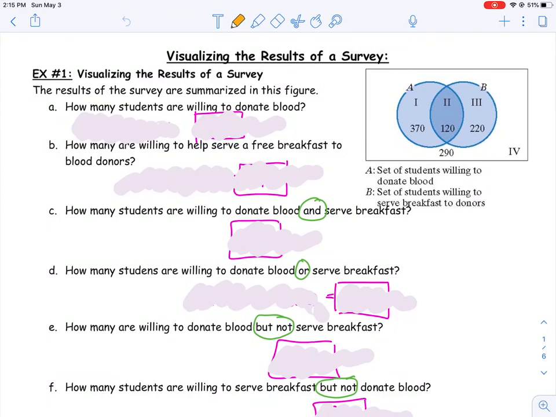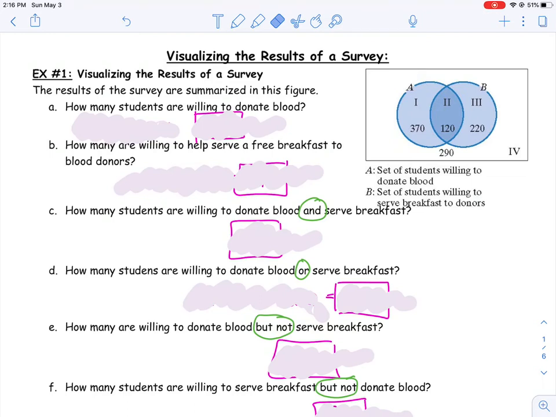Well, do you remember the blood and the donate breakfast problem that we had in a previous section, where set A is the set of all students that were willing to donate blood, set B was a set of students willing to serve breakfast, and some of them were willing to do both? Well, what they've done is they've put, in this example, all the different numbers in a Venn diagram. Students that were willing to donate blood, students that were willing to serve breakfast, and the overlap that were willing to do both, and some students that weren't willing to do either. And then we're going to use this to help us answer questions about the survey.